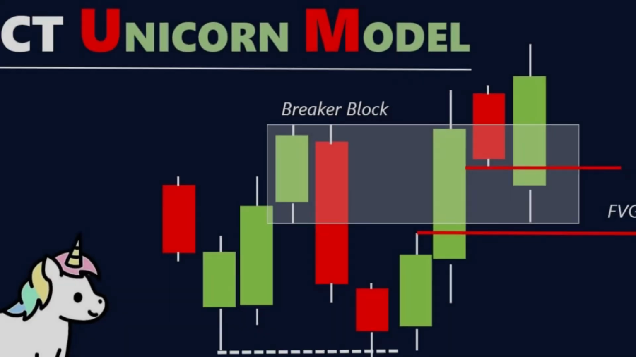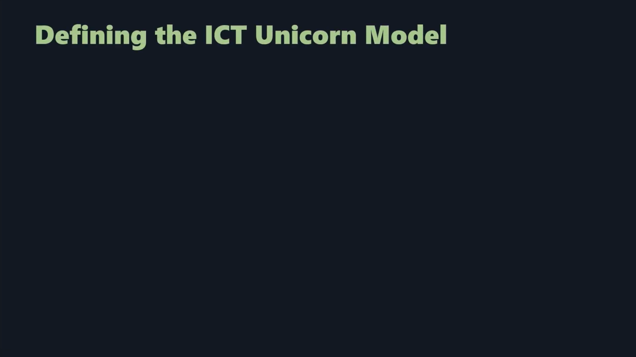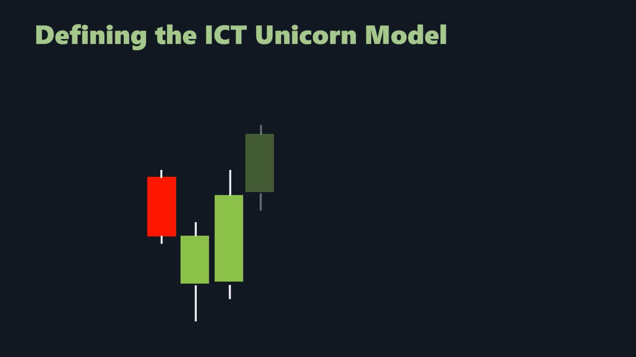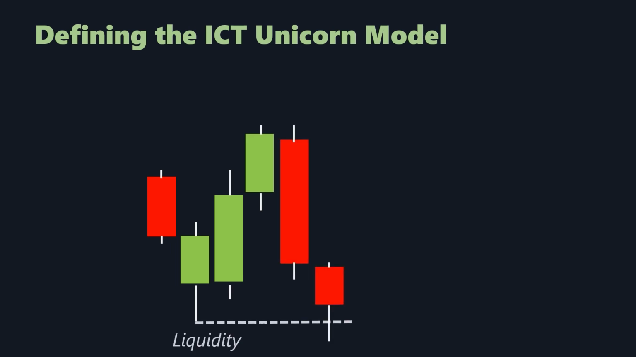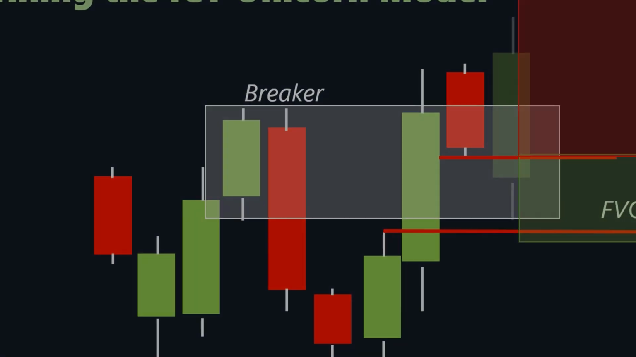Today, we are going to review one of the ICT strategies that has a high win rate, the unicorn strategy. As ICT himself says, the strongest algorithmic entry pattern you can have. This alone is very telling that this model is extremely effective. Okay, let's get started and take a closer look at it.